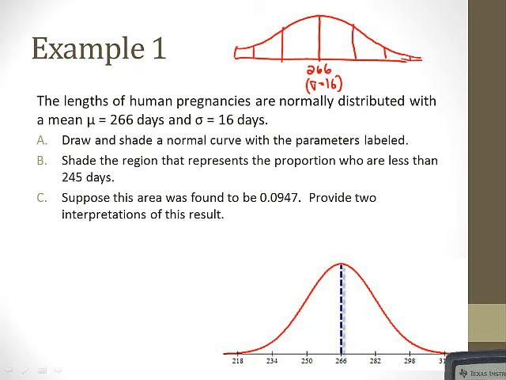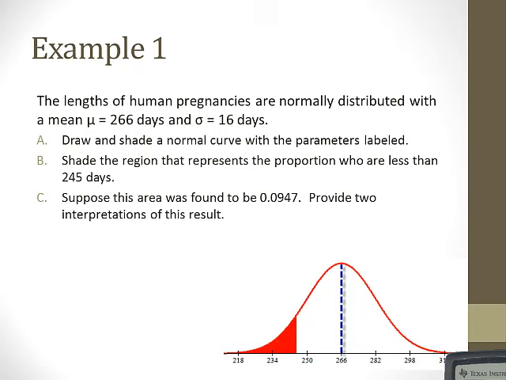Now in earlier lessons I would ask you to find the percent that would fall between 250 and 282. But now, as we'll see shortly, we can find any values on here. So let's shade the region that represents the proportion who are less than 245 days. So 245 about right here, and we're just going to shade right there. We'll go ahead and pencil in 245. I think I actually got this shaded. There we go, a little more official.